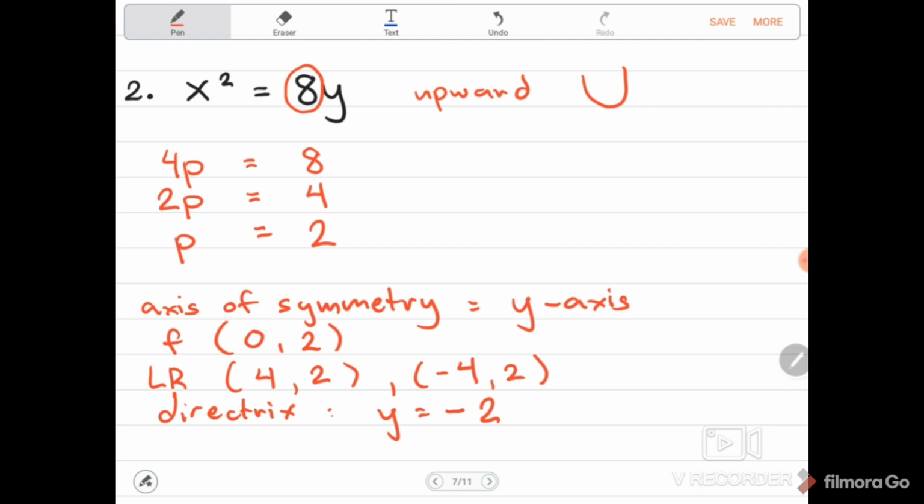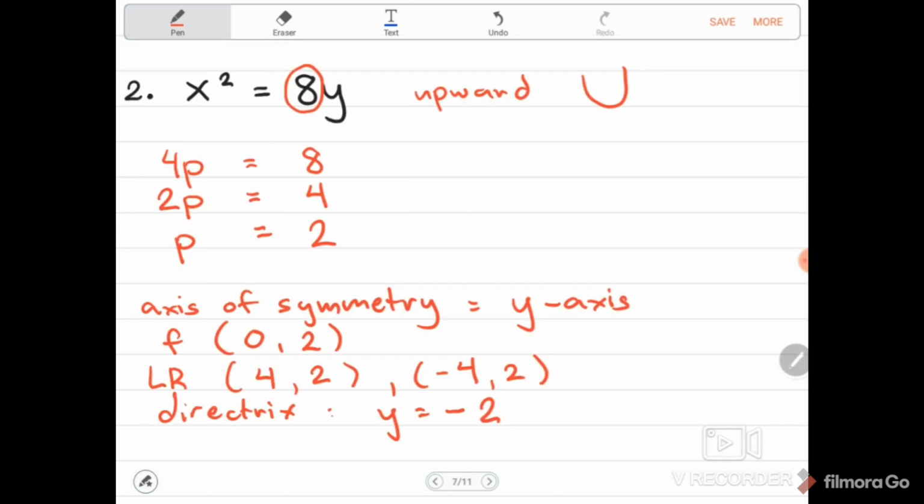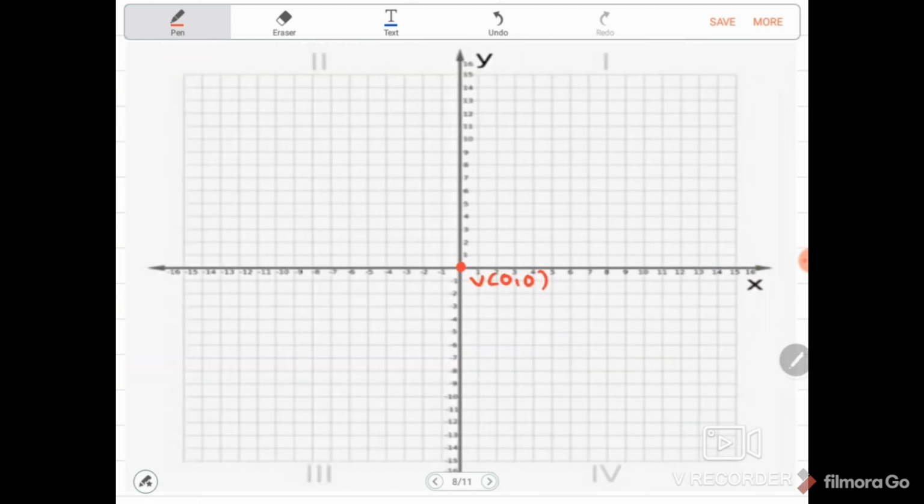Pwede na natin i-drawing si parabola. Una natin is the vertex. Nasa origin naman ang vertex natin. So, V is 0, 0. Then, susunod natin is the focus. 0 and 2. Nasaan si 0 and 2? This one.